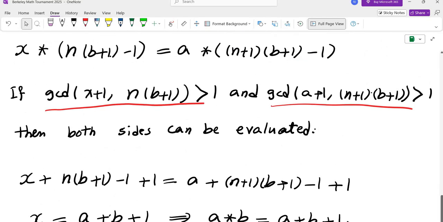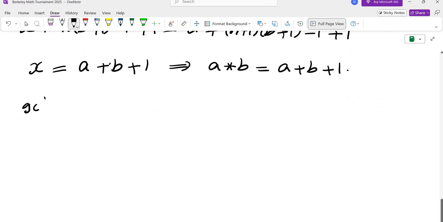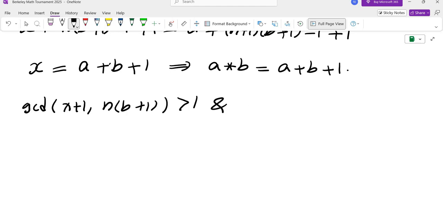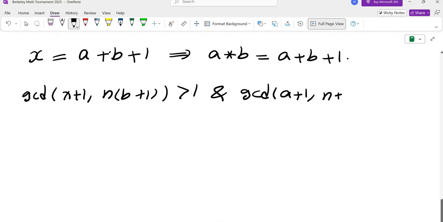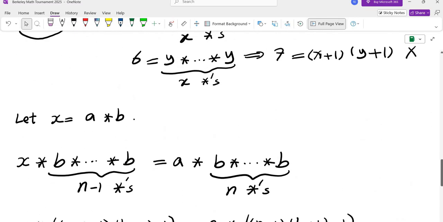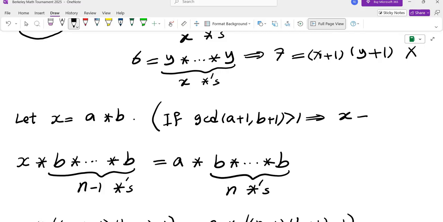So now let's see if there is an n satisfying these two conditions. So what do we need? We need GCD of x plus 1 and n times b plus 1 to be more than 1, and GCD of a plus 1 and n plus 1 times b plus 1 to be more than 1 as well. Now, we are assuming that a plus 1 and b plus 1 do not have any common factor, because if they do, then we can easily find x. If GCD of a plus 1 and b plus 1 is more than 1, then x would be a plus b plus 1. This is something we did earlier.